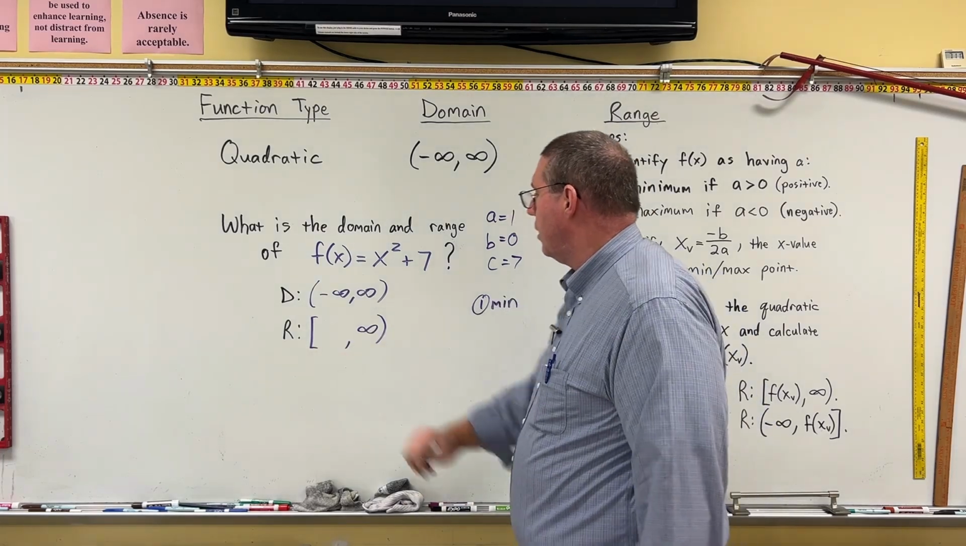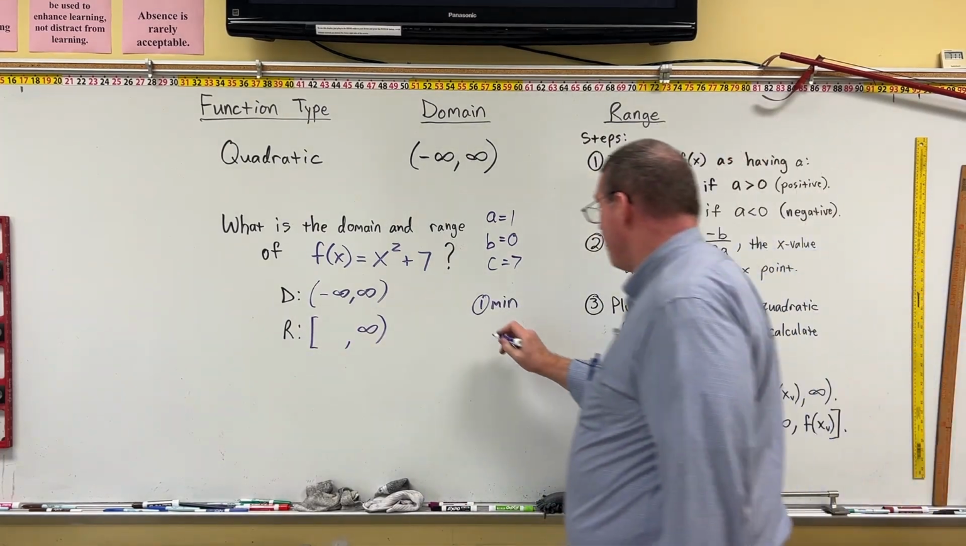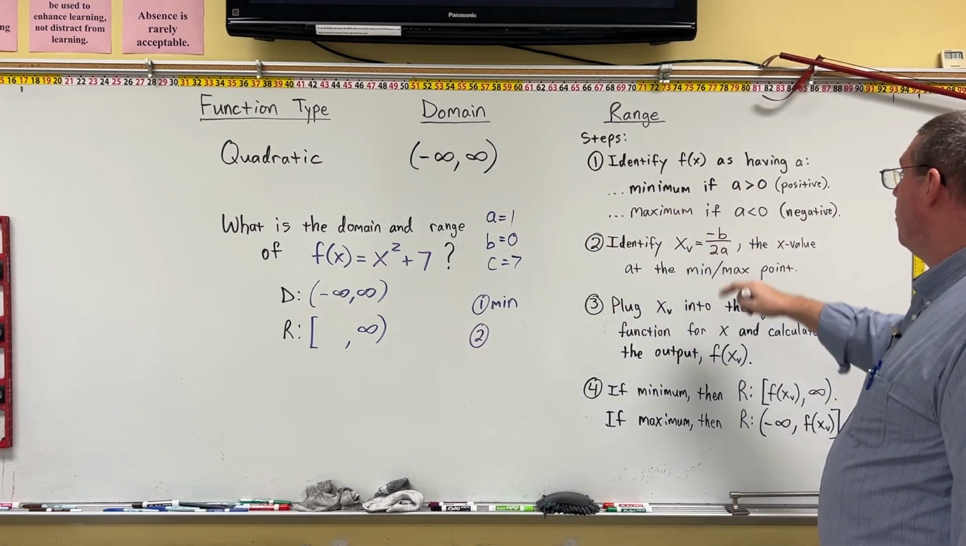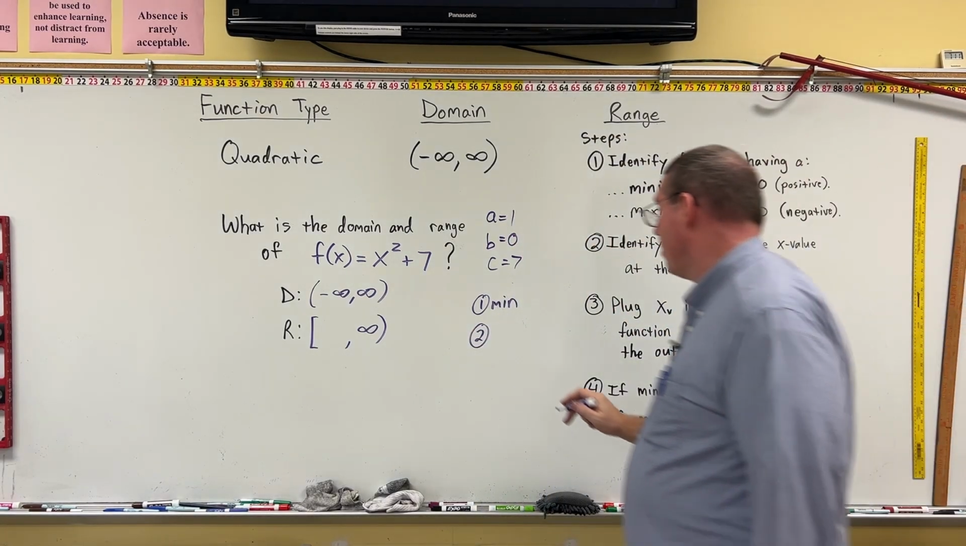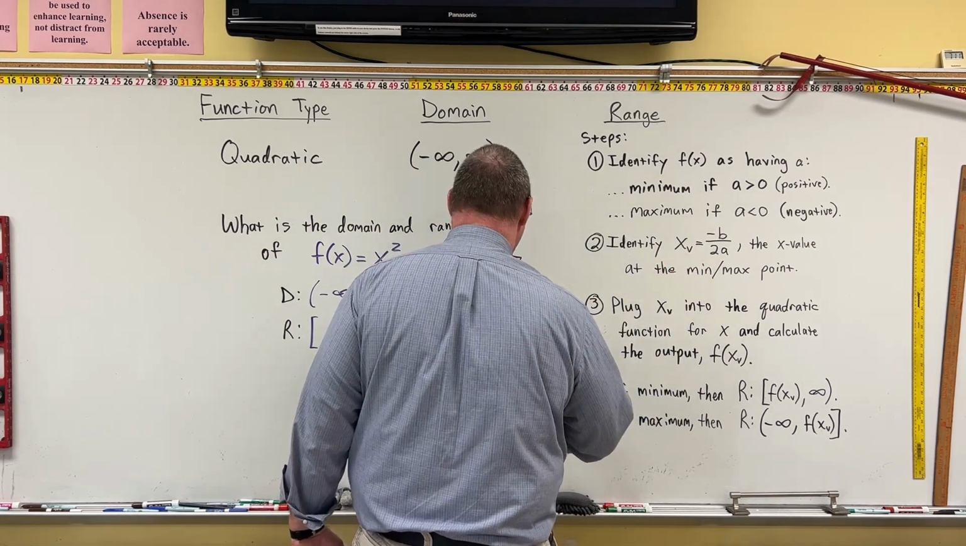Now we just need to know what number to put here. Well, we're going to find that in step 2 and step 3. Step 2 says, identify negative b over 2a. That's our x sub v. That's the x value at the minimum point.